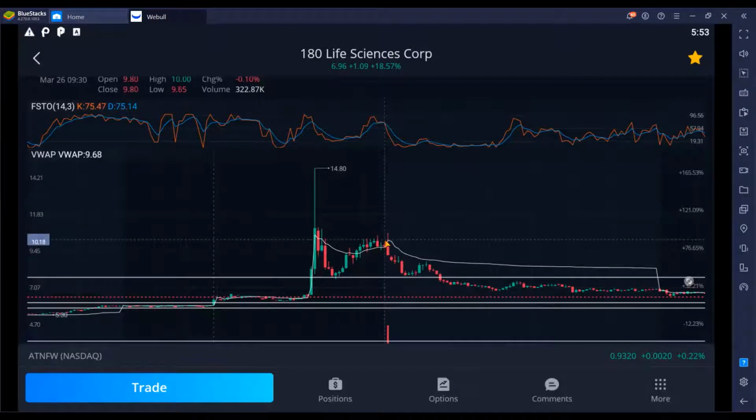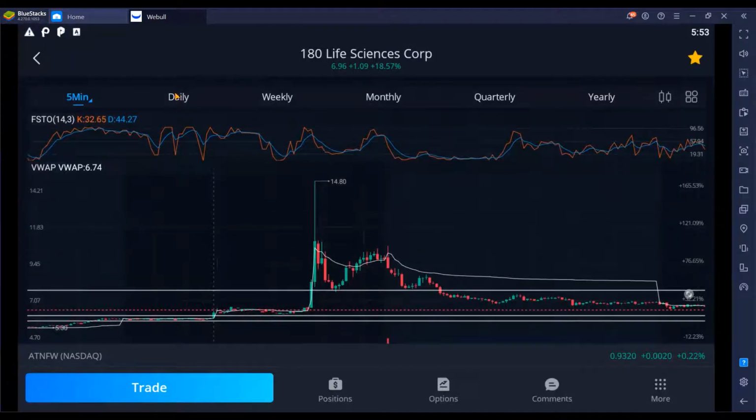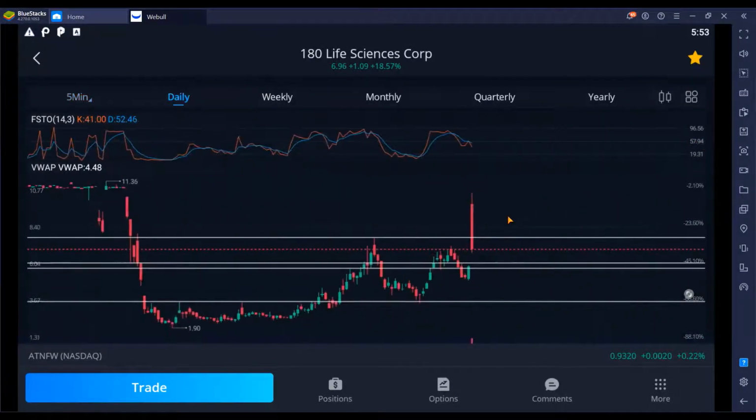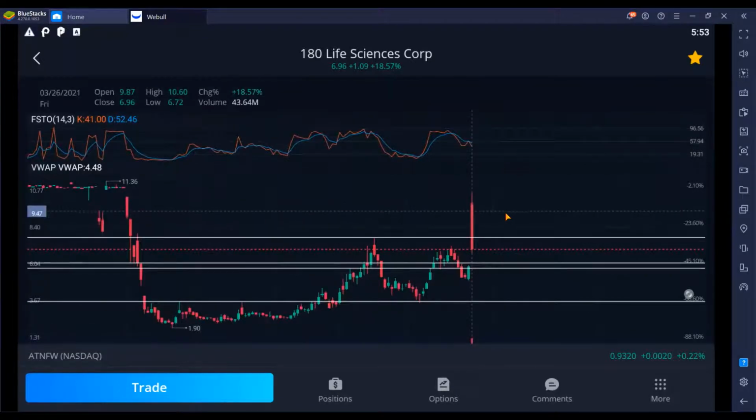So if I go look at the daily time frame, you're going to notice that you open up in the 9 area, which is 921. It's right here. You open at 921. You see how that's a gap fill?